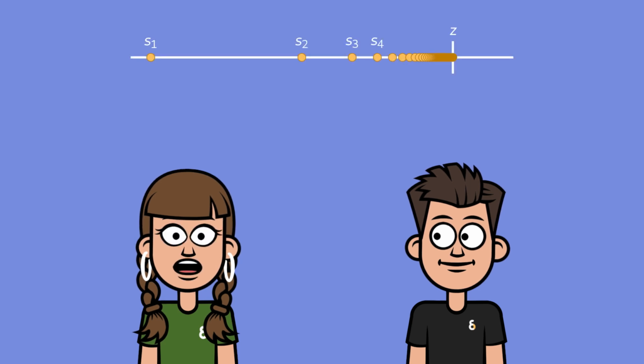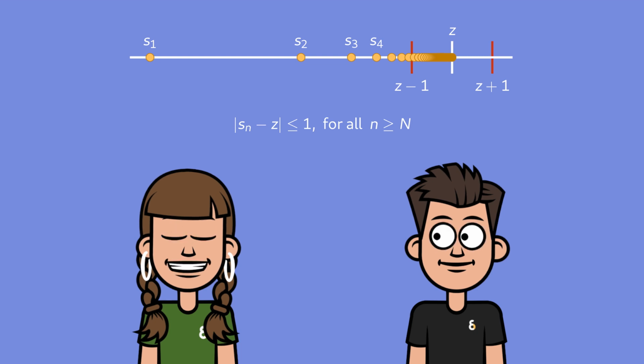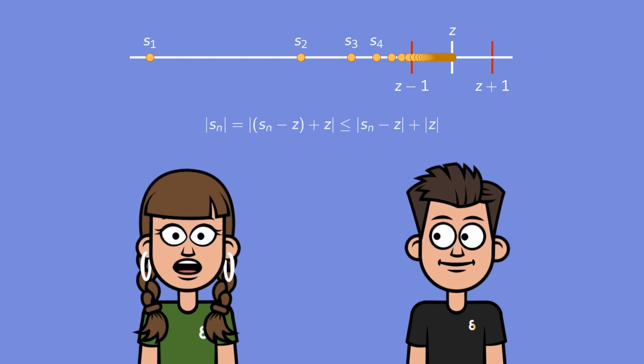First, we're going to show if a sequence converges, then it's bounded. To do this, suppose we have a sequence s sub n which converges to a limit c. This implies there's a big N such that the absolute value of s sub n minus c is less than or equal to 1 for all n greater than or equal to big N. By the triangle inequality, we know that the absolute value of s sub n equals the absolute value of s sub n minus c plus c, which is also less than or equal to the absolute value of s sub n minus c plus the absolute value of c.